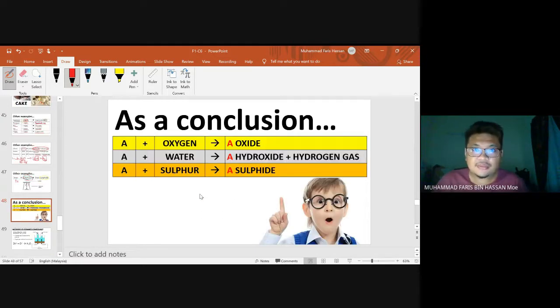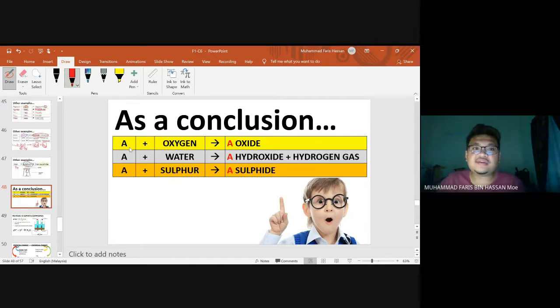Okay. As a conclusion, as you can see here, when a metal reacts with oxygen, it will form an oxide. When a metal reacts with water, it will form hydroxide and hydrogen gas. The hydroxide is the product and the hydrogen gas is released. And when a metal reacts with sulfur, it will form a sulfide.